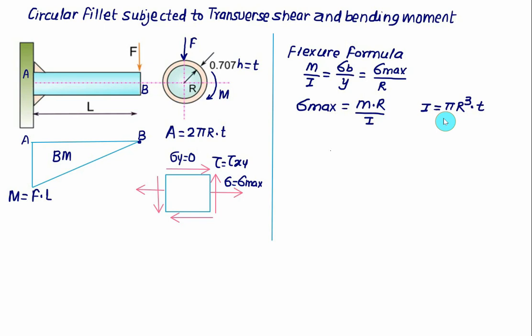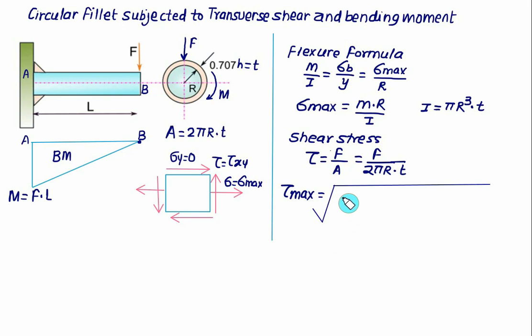And we have the transverse shear stress tau equal to the vertical force F divided by the resisting area A. That is, force divided by area, where the circumference is 2 pi r multiplied by throat thickness t. So since two stresses are acting here, we can calculate tau max. We have tau max given as the square root of sigma x minus sigma y divided by 2, whole squared, plus tau xy squared.